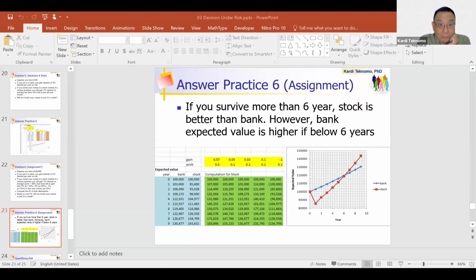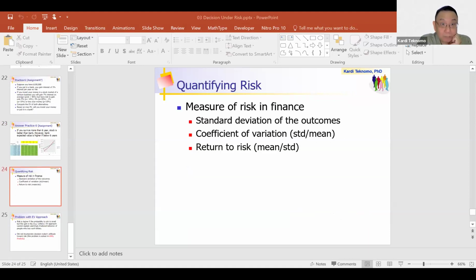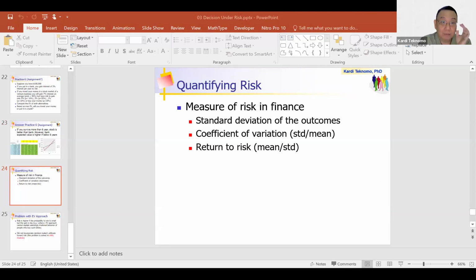So in finance, usually we measure the risk as either standard deviation or standard deviation divided by the mean. This is called the coefficient of variation. Or we can also reverse it, so mean divided by standard deviation. This is called return to risk.